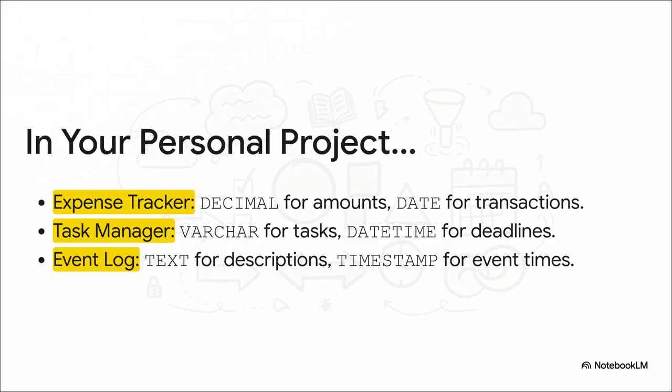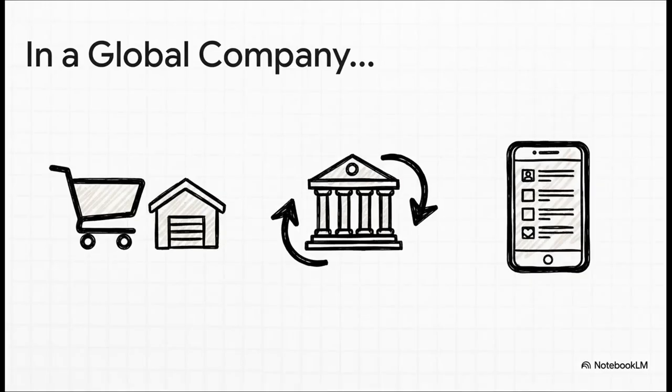It just works. And what's really amazing is that these exact same principles are what power the biggest companies on the planet. An e-commerce giant relies on int to track inventory with perfect accuracy. A bank's entire system depends on the precision of decimal for trillions of dollars in transactions. And your social media feed, it's all ordered perfectly thanks to timestamp.